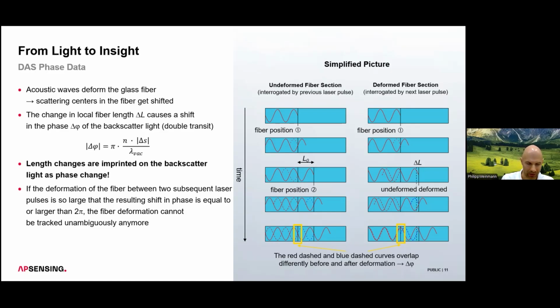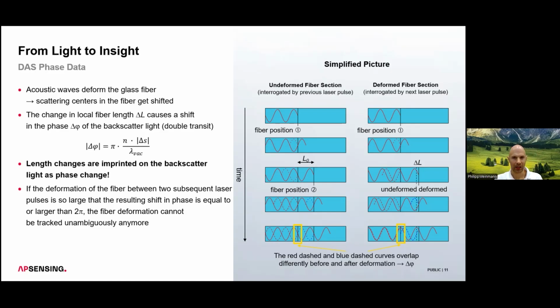However, there's one important thing to remember: if the acoustic wave which is hitting the fiber is so strong that the induced phase difference is 2 pi or more, then there's no chance to reconstruct the deformation anymore, because then the interference between the individual backscatter signals cannot be tracked unambiguously anymore.